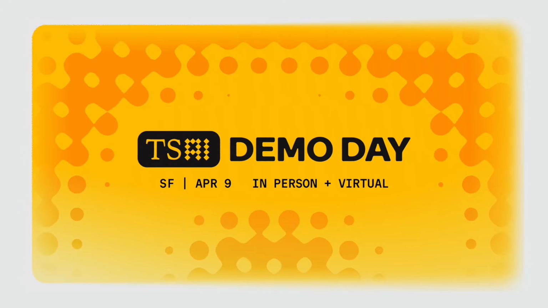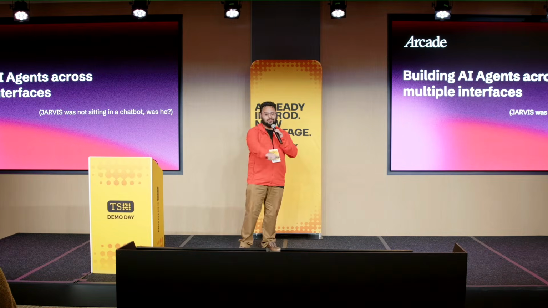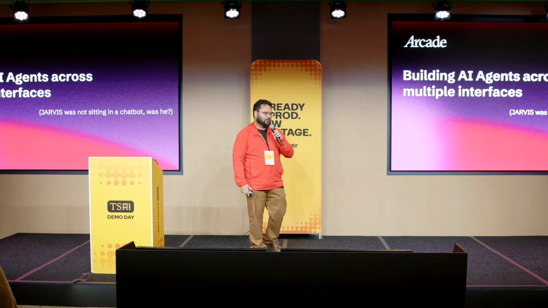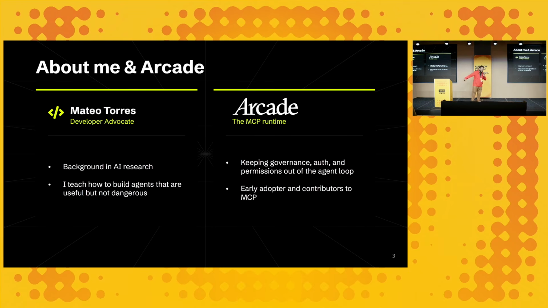I'm going to talk about building AI agents across multiple interfaces, and I'm using interfaces here very loosely compared to human-computer interface and stuff. A little bit about me first. I have a background in AI research. I do DevRel now, and I teach people how to build agents that are useful but not dangerous. And the talk has to do with that and the patterns that I see that are effective at delivering that.